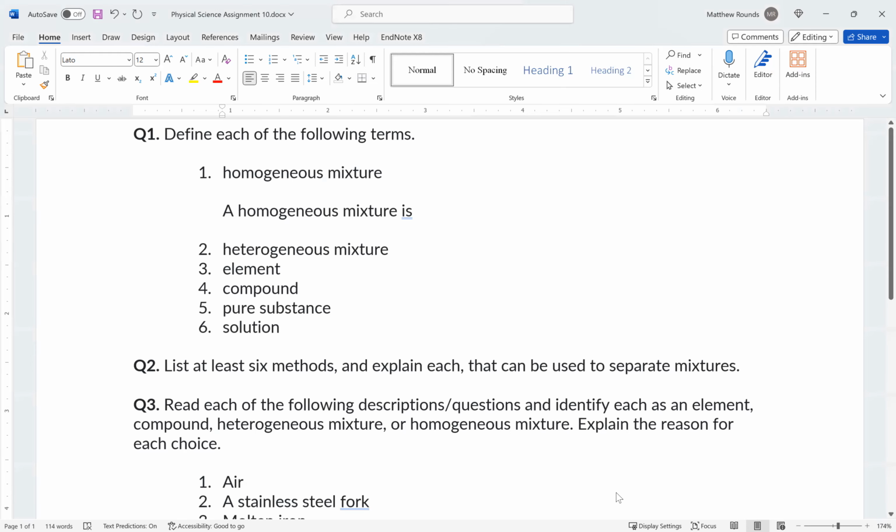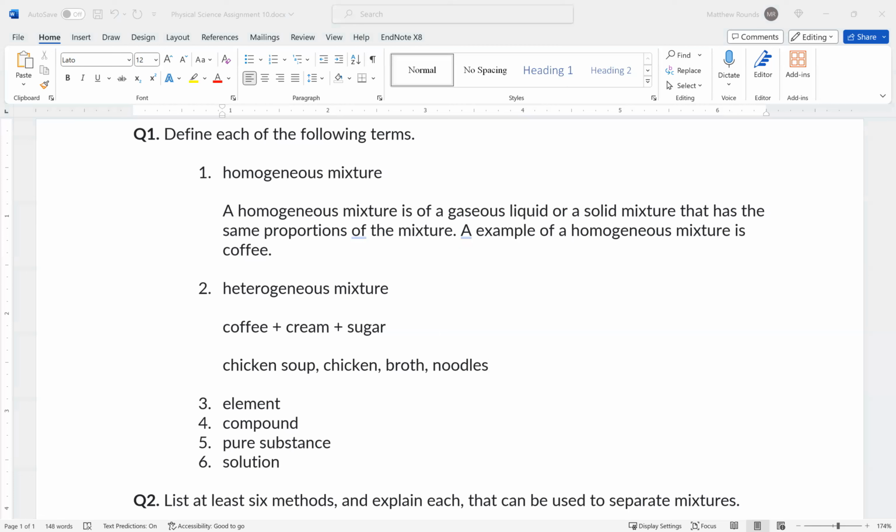Okay, so what I'd like you to do is look up heterogeneous mixture and then use the example here. You can use coffee, cream, sugar, or you can make a new one up. The chicken noodle soup's a good one because it's got chicken in it, broth, and noodles. Some other examples people say are pizza and chocolate chip cookies. Yeah, that's fine. So could you come up with a sentence or two for that?